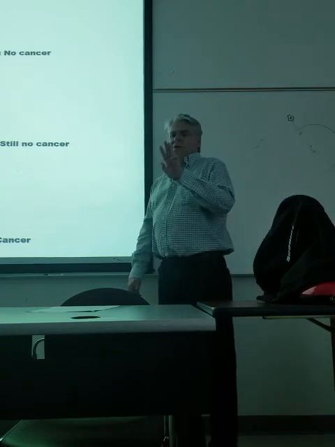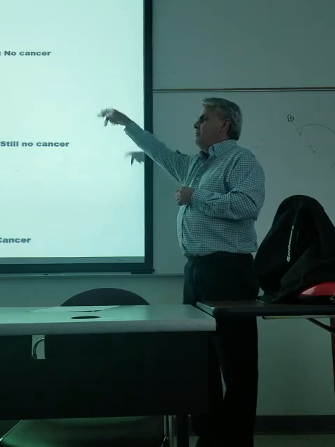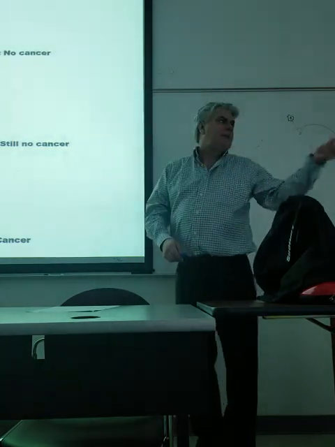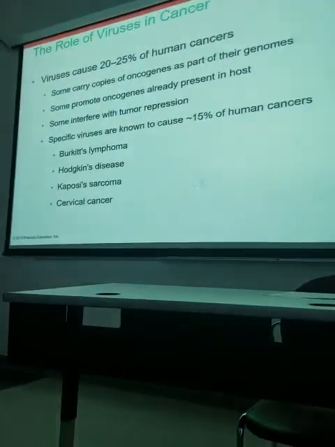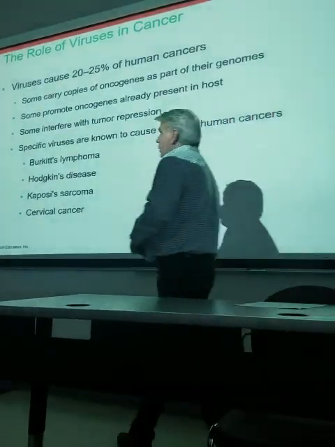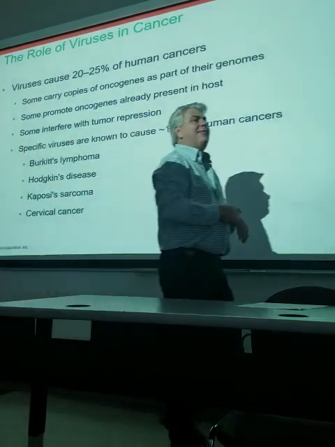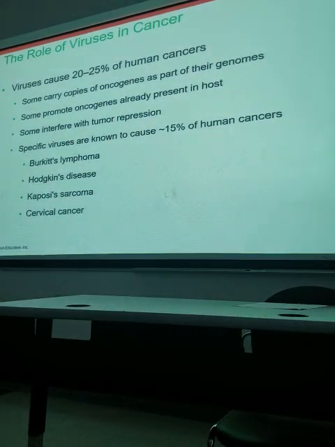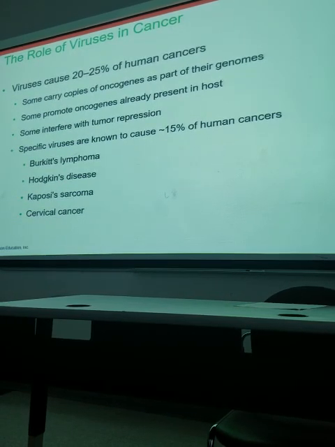Actually, it's called a 3-hit model now, instead of the 2-hit. But this is just with viruses. We're talking about cancer in general. It's called the 3-hit model. All right. Viruses cause 20 to 25% of human cancers. Some carry copies of oncogenes as part of their genome. So now what are they going to do? They can insert it anywhere. So now they're going to insert that dang gene in there and turn it on automatically. That's a problem. Some promote oncogenes already present.